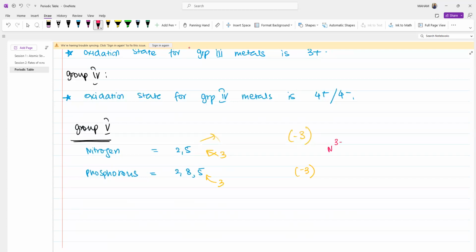So the ion form of nitrogen, what's the electronic configuration going to look like? 2, 8. Right, very good. 2, 8, because it's taken 3 electrons from some other element. If I were to talk about phosphorus, what's the electronic configuration? 2, 8, 8. Right. 2, 8, and 8.